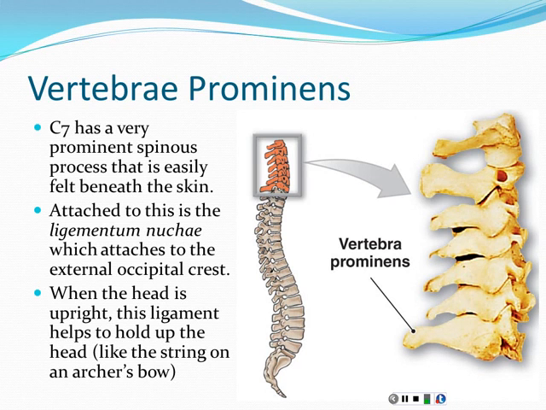Now for us humans, our heads are much more in line with our spine than our four-legged friends. If you think about a dog, they're doing this all the time. They're looking straight from their perspective. But for us, we still have this ligamentum nuchae, and it still has this bowstring type arrangement that helps us to hold our heads up without muscles having to pull it up all the time. So attached to that vertebra prominens is that ligamentum nuchae.